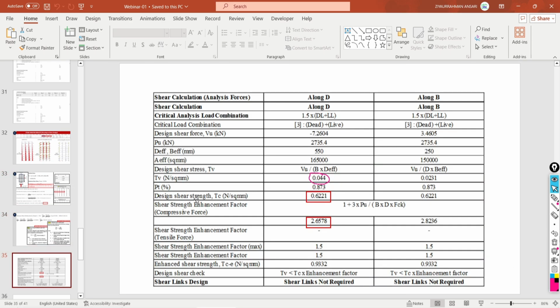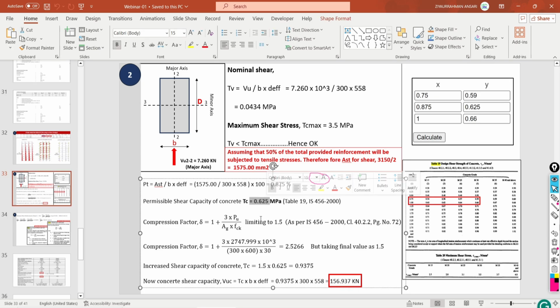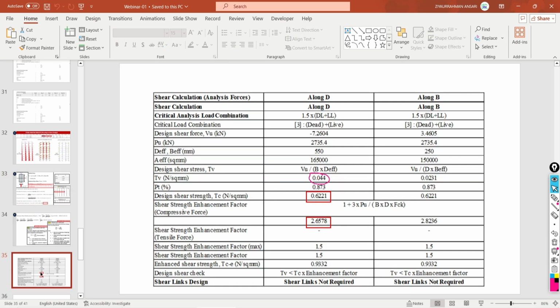Then design shear strength tau c without compression factor is 0.6221. Go back. What percentage have they considered? 0.873. What percentage have we considered? 0.87. Almost the same. And shear resisting capacity is 0.625 manually, and what does RCDC have? 0.62. Almost the same.